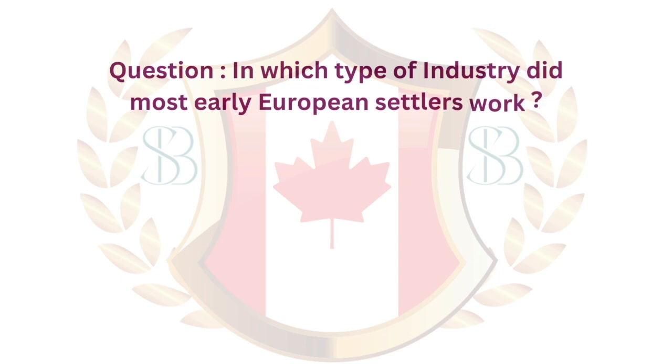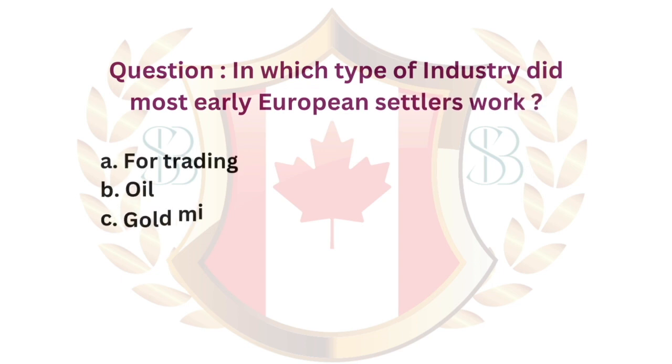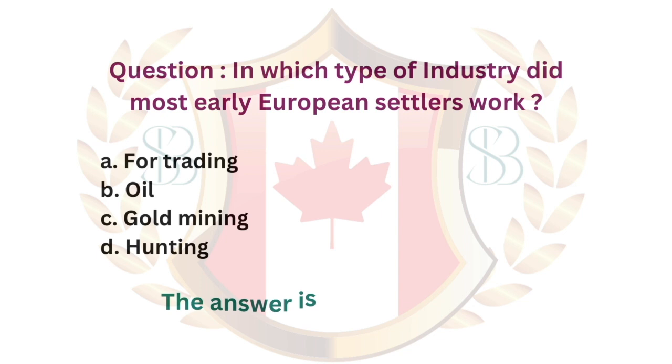Question. In which type of industry did most early European settlers work? A. For trading. B. Oil. C. Gold mining. D. Hunting. The answer is A. For trading.